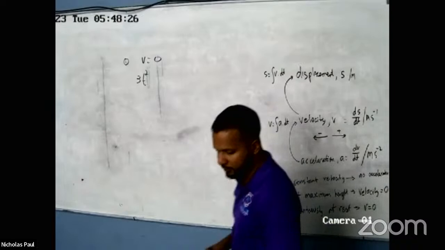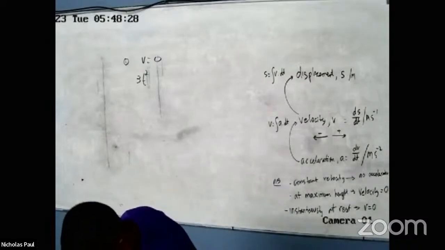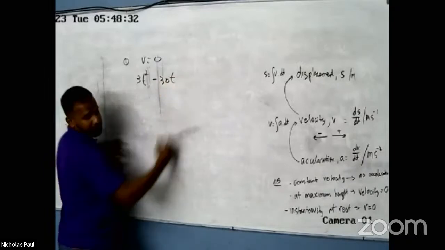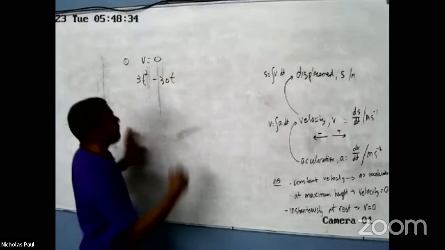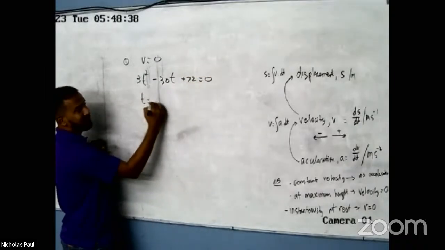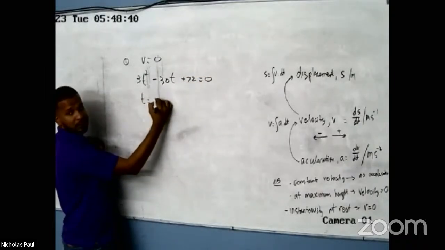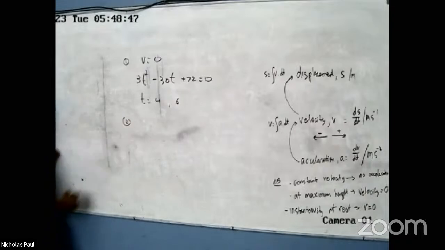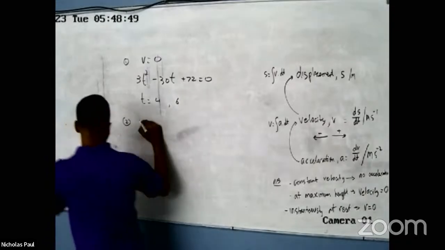So it would be 3t squared minus 30t plus 72 is equal to 0. When you solve it, you'll get t is what? 6 and 4. Right. And then part 2 now, they wanted to get the equation for s, right?